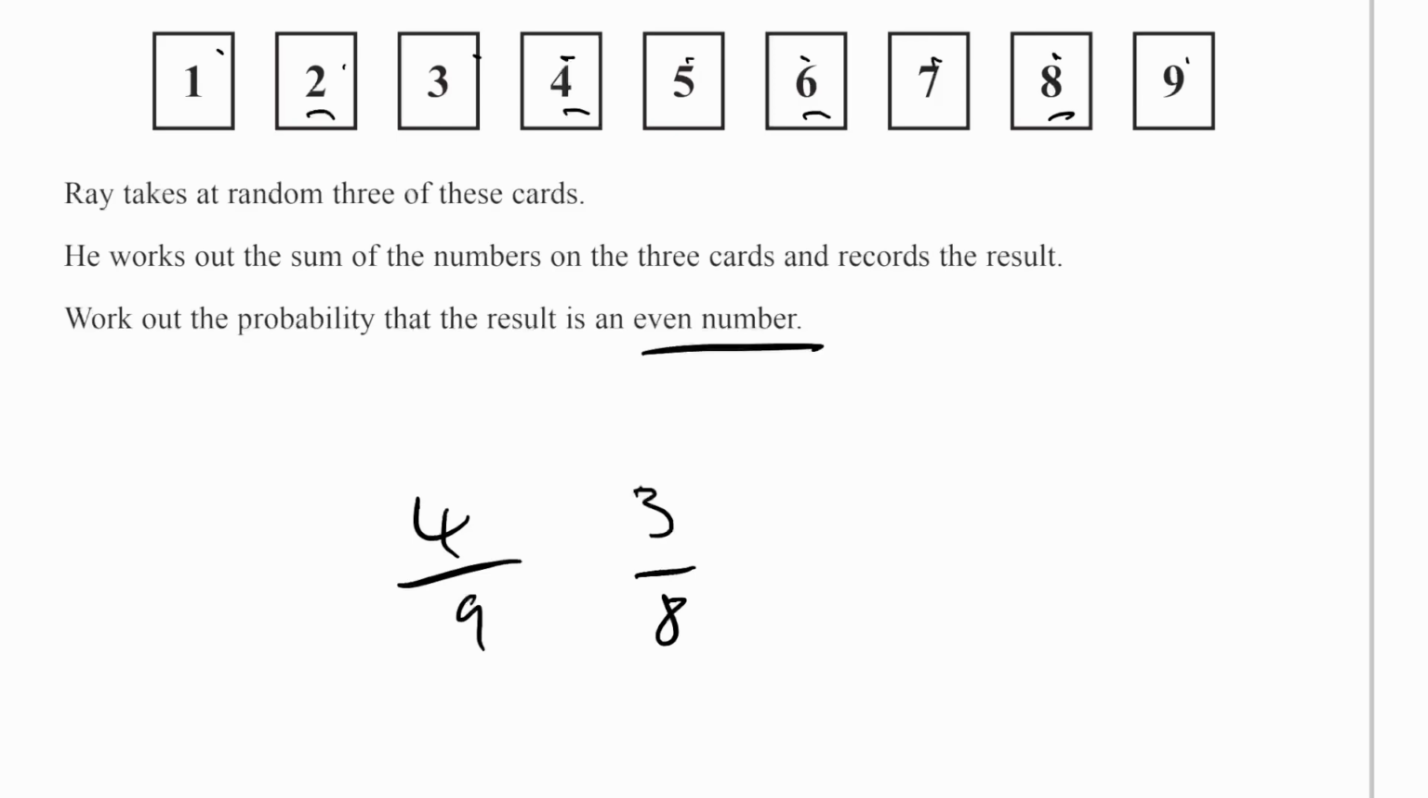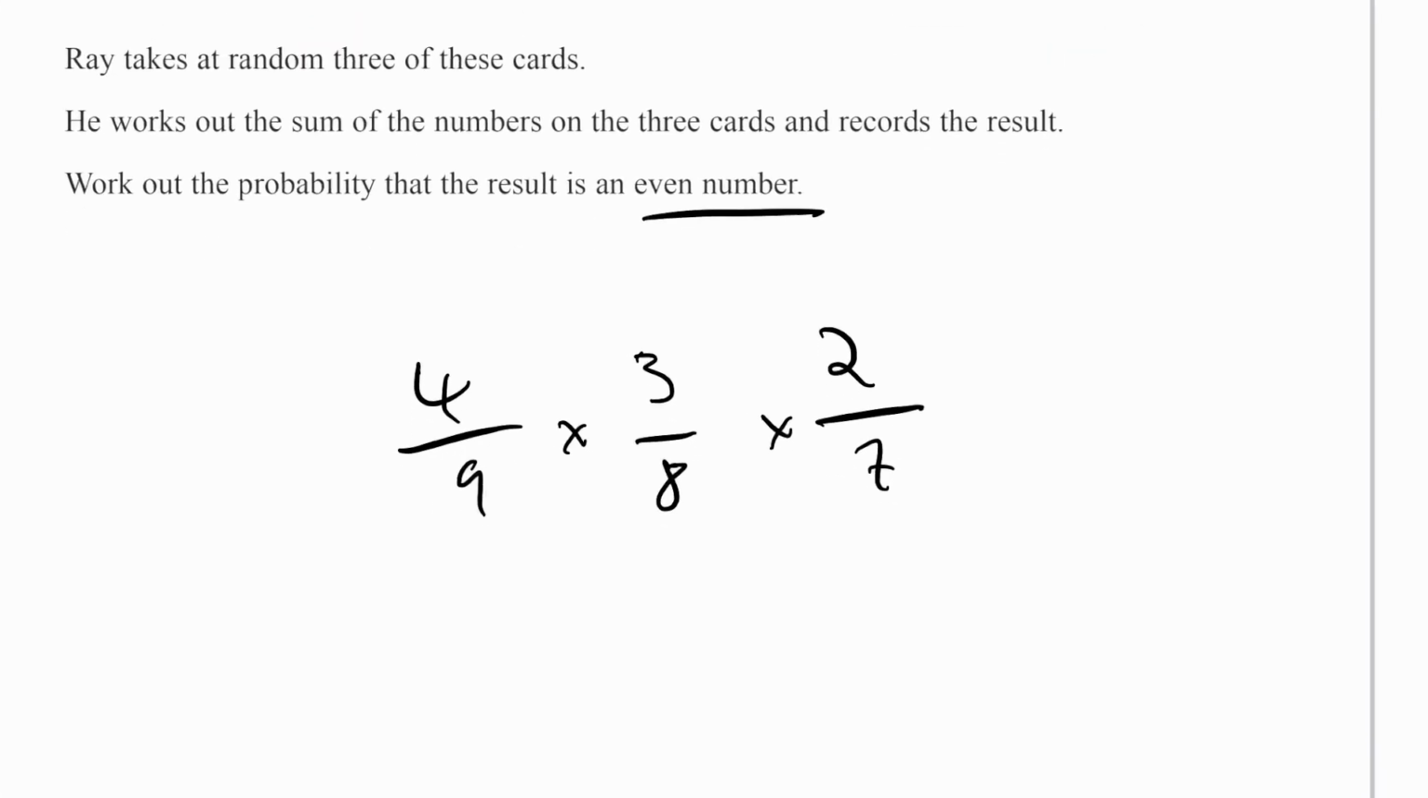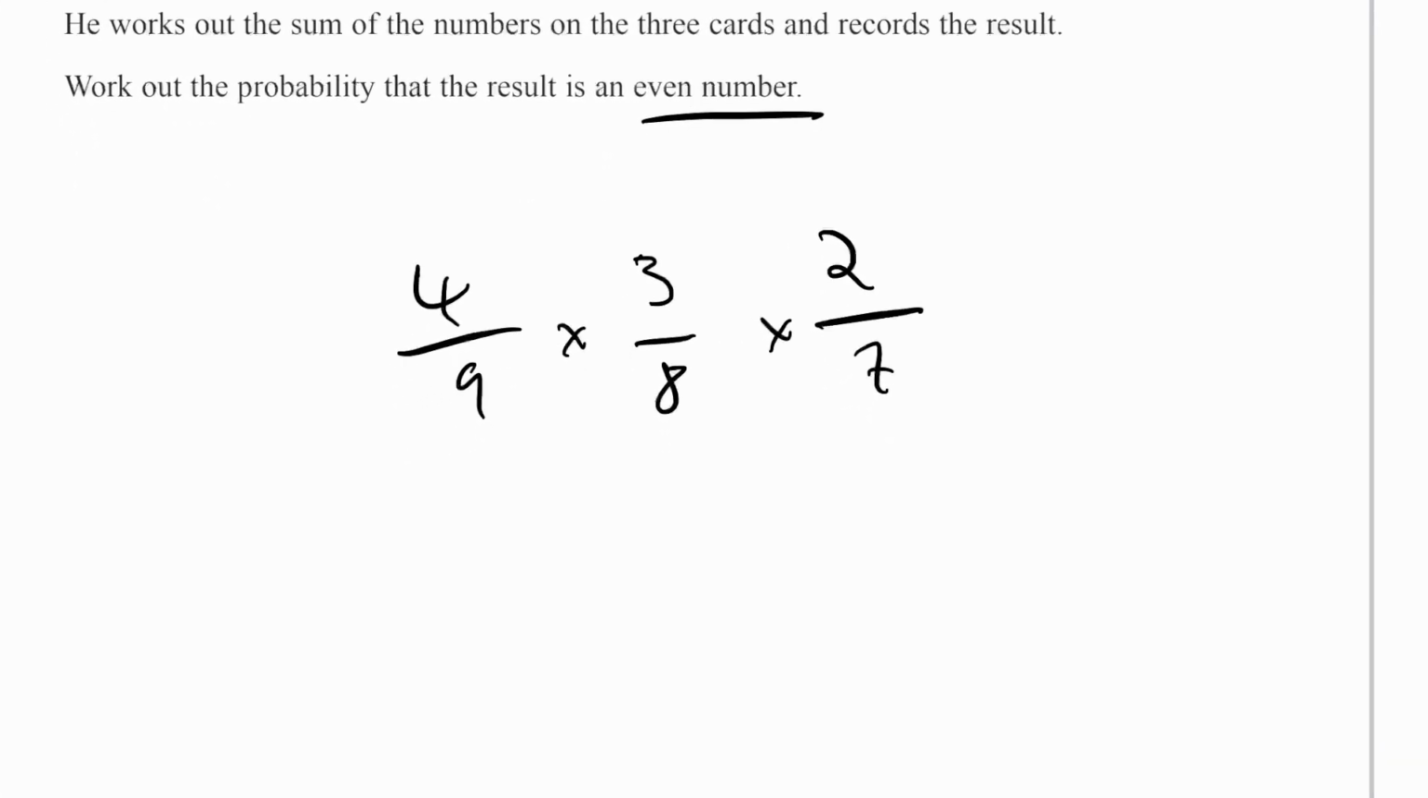On the third pick, the same thing happens. Because you've picked 2 even numbers already, there are only 2 left. And in total, there are only 7 cards left. And then to get the probability of picking each of those, you want to pick an even number on the first go, the second go, and the third go. Then you just multiply those 3 probabilities together to get the total probability. So that's one way of getting your even number.